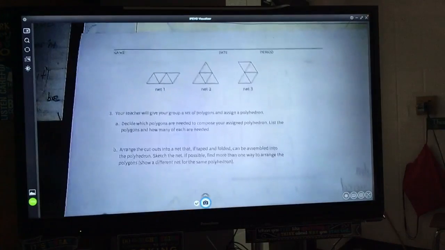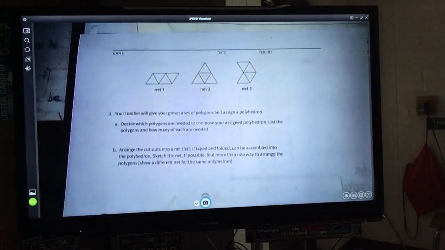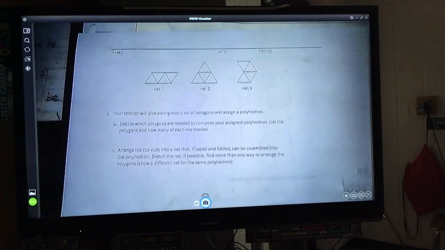So now let's flip our page over, and we're looking at net 1, net 2, net 3. So I want you to stand up if you think net 1 will fold into that pyramid, the triangular pyramid. Nobody think so? You do? Okay. So 2 people. All right, have a seat.